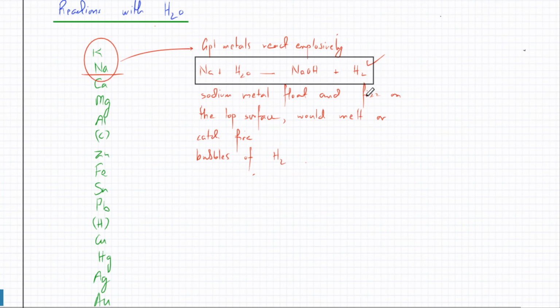Sodium metal would float and fizz on the top surface, and it would melt or catch fire, and bubbles of H2 gas are going to be produced. We're going to talk about the next one, which is calcium.